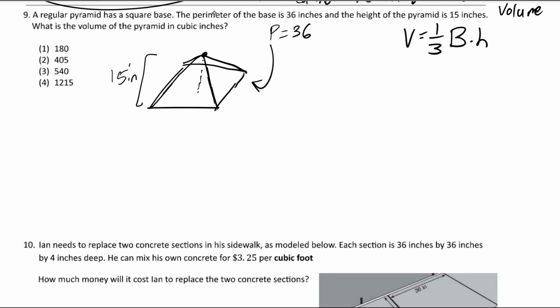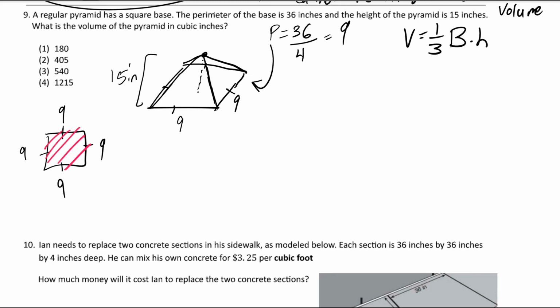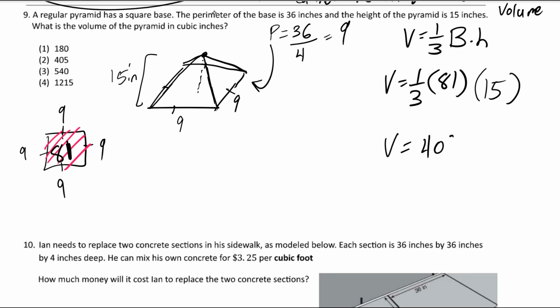I don't know the area of the base. I only know the perimeter is 36. But because it's a square, and all of the sides of a square base should be equal, if I divide that 36 by 4, I can find that each of those side lengths of the square base should be 9. Which means if I multiply length times width there, I'd find that the area of the base is 81 inches squared. So that's the number I'm going to plug in for big B. They told me the height of the pyramid was 15, and if I type all that into my calculator, I find that it's 405 for the volume of this pyramid.